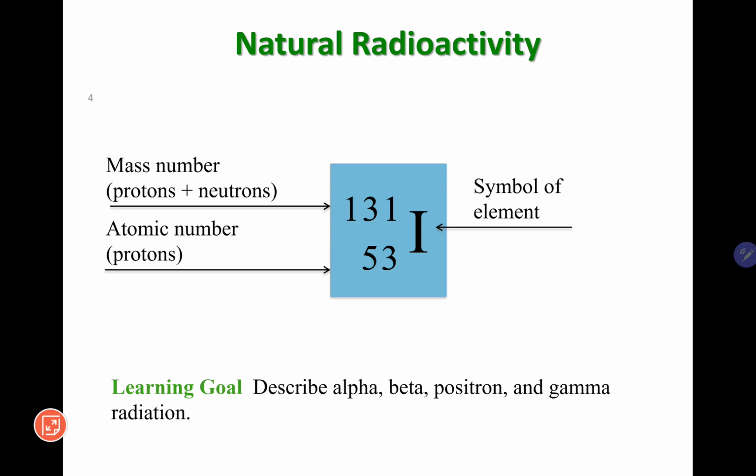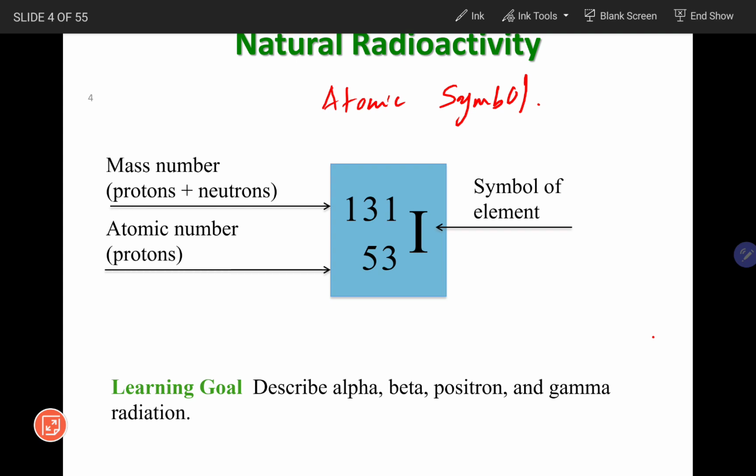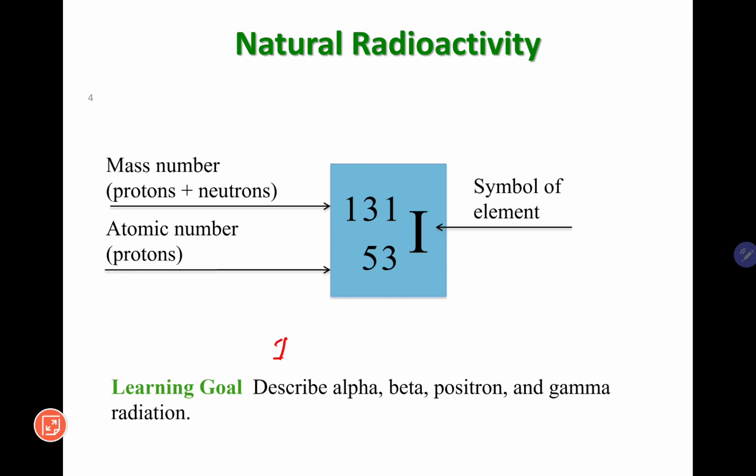One of the most important things that you need to know to understand radiation chemistry is the atomic symbol. You need to understand the concepts of the atomic symbol. Here I have given you an example. This is the atomic symbol for iodine-131. Some people write it as I-131. In an atomic symbol, you are given three types of information.